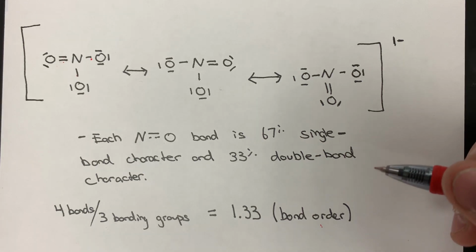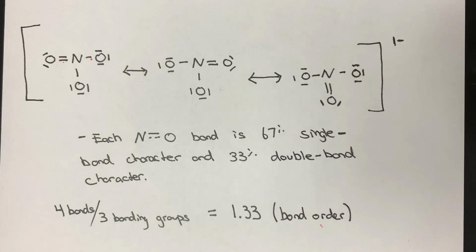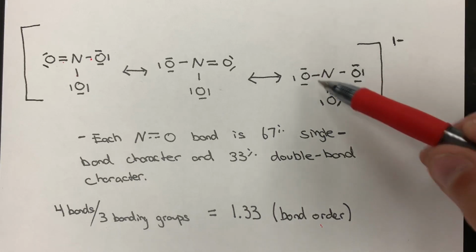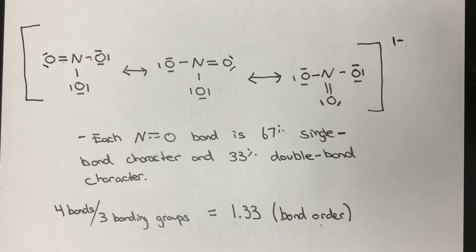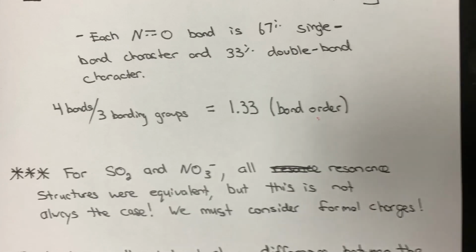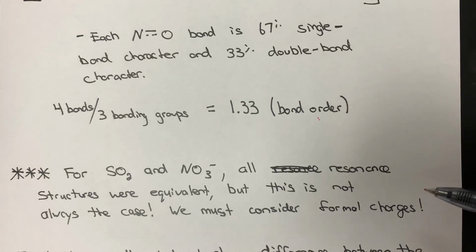So not like what we saw in the SO2, where it's 1.5 and about 50-50 between single and double, but we find that the true nature of this NO3 polyatomic ion, the true nature of that bond, is closer to being single bonded in nature. And again, this bond order would be reflective of length and ultimately strength, okay? So for SO2 and for NO3, all these resonance structures are equivalent, okay? But this is not always the case.